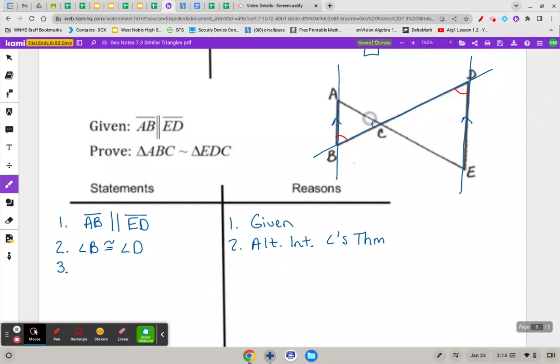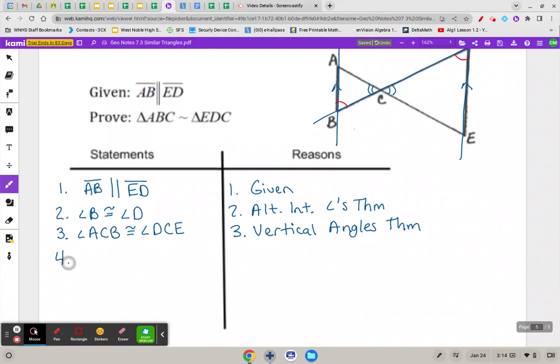Then I'm going to say that these two pairs of angles are congruent. Angle ACB is congruent to angle DCE. Hopefully you're getting used to this now. We have vertical angles theorem. And then, because we have two pairs of congruent angles, we can use our proof statement. And this is once again by angle-angle similarity. And we're good to go. We've proven that our triangles are similar.